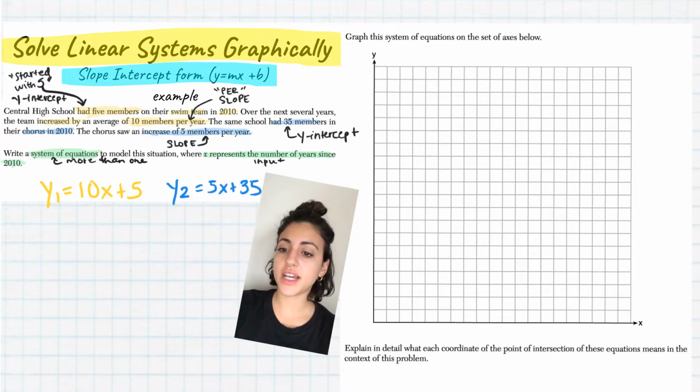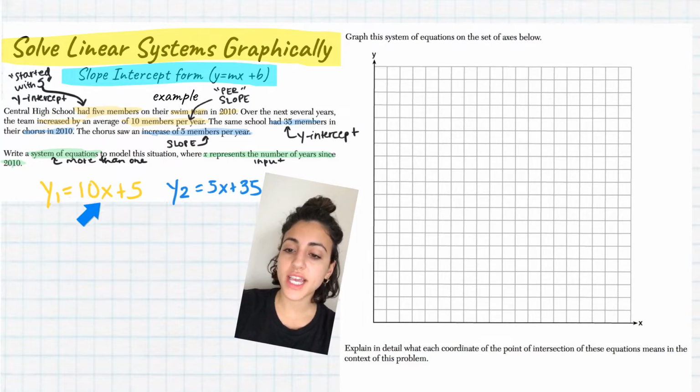So as you can see, I annotated everything. And I modeled the scenario with y equals 10x plus 5 and y equals 5x plus 35. This is the equation for the swim team, 10 members per year, and they started with 5. This is the equation for the chorus, 5 members per year, and they started with 35.